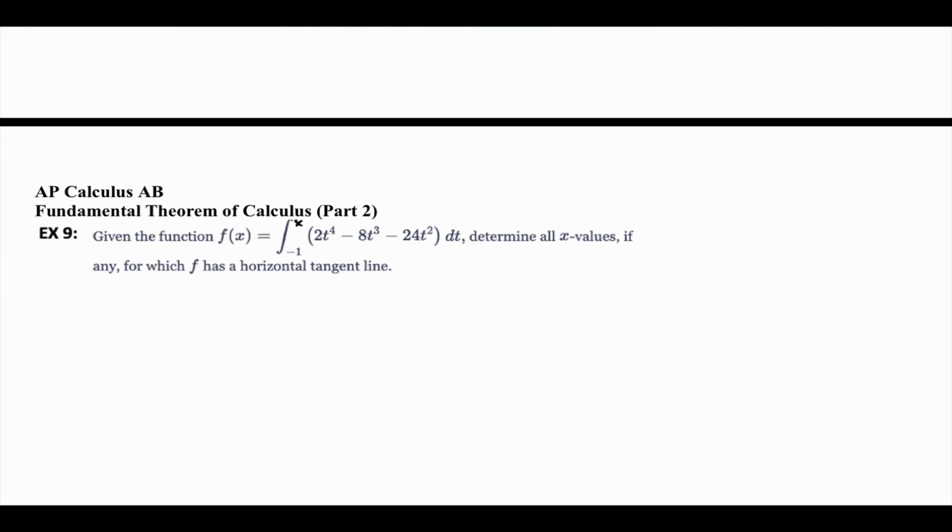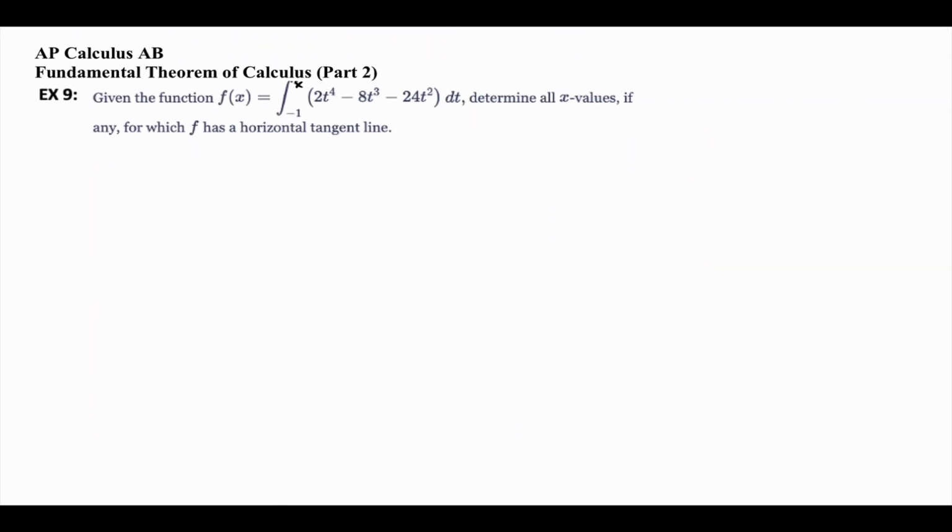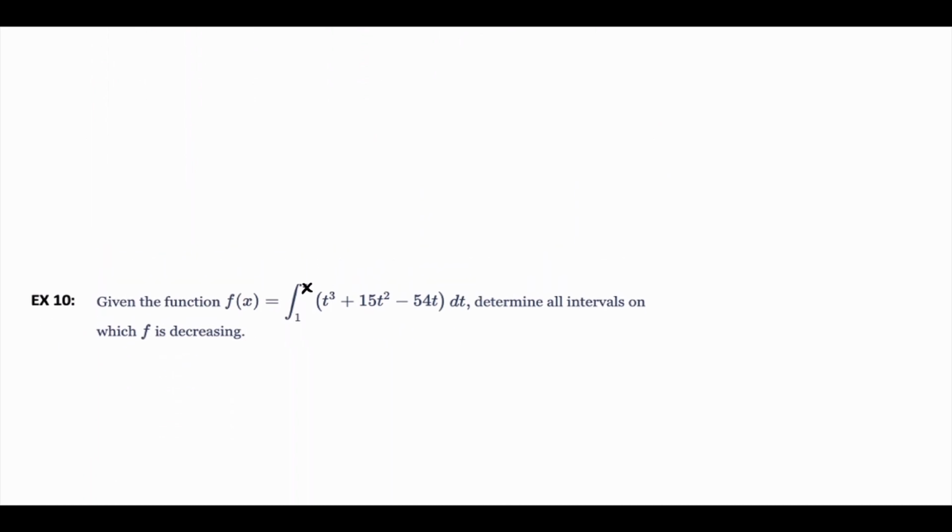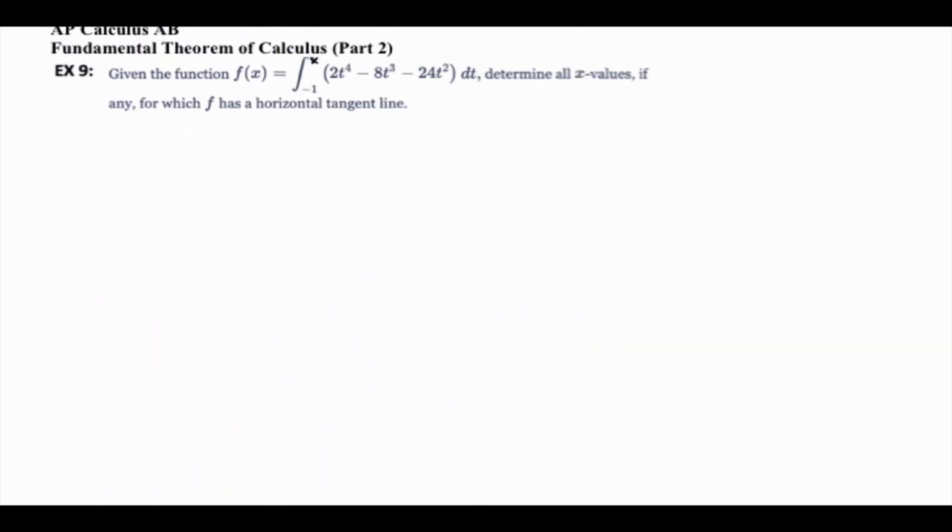All right. Okay, so number 9 and number 10, they ask you similar questions, but they don't give you a graph. They give you the actual function: 2t to the 4th minus 8t to the 3rd minus 24t squared. We do the same thing.